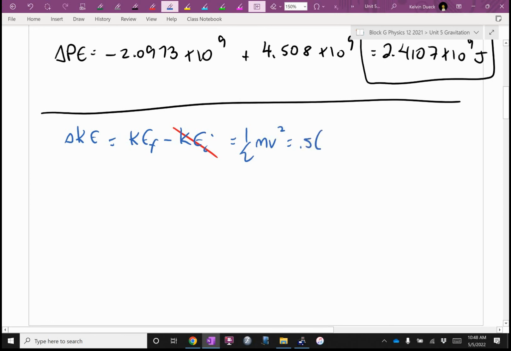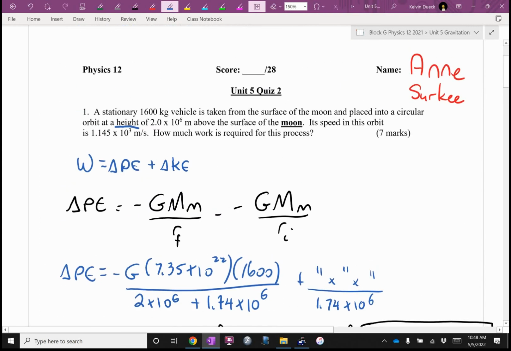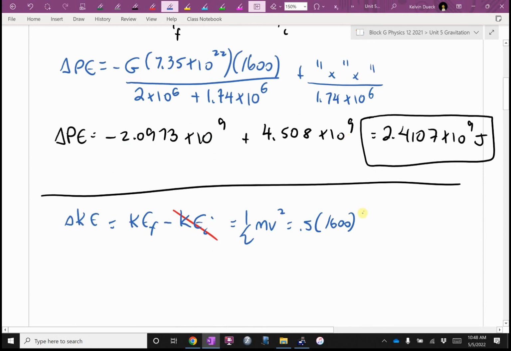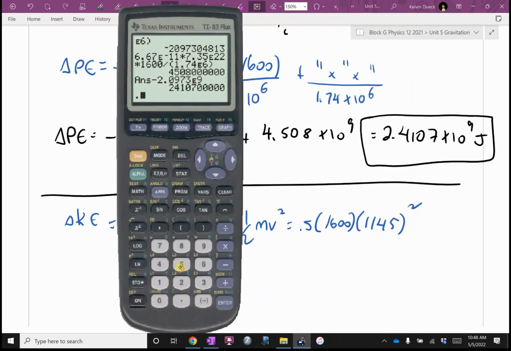0.5 times 1600 times, oh, they gave me v, 1,145 squared. That's what 1.145 times 10 to the 3 is. Again, I'm probably expecting a 10 to the 8th or 10 to the 9th range because the moon has less gravity. Let's go see. 0.5 times 1600 times 1145 squared.